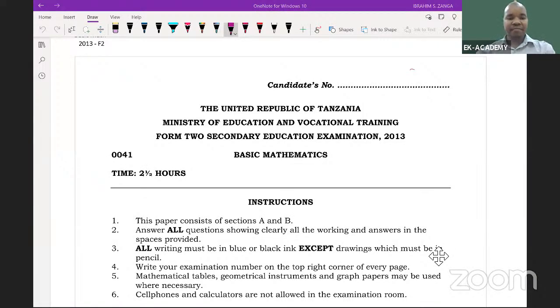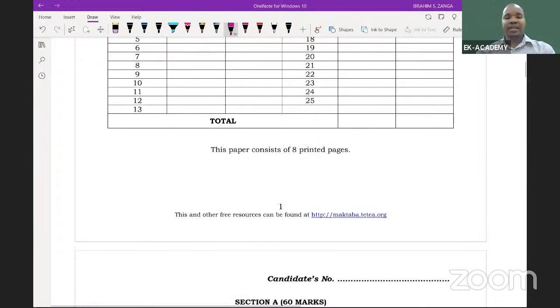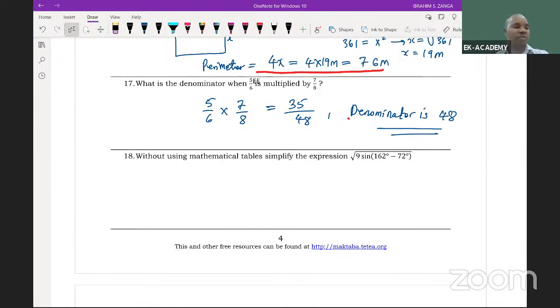As I said, our exam was Necta 2013, and in the last session we solved it up to question number 18, but we didn't manage to finish question number 18. So in this session, I'm going to continue with the remaining questions. Question number 18: without using mathematical tables, simplify the expression.